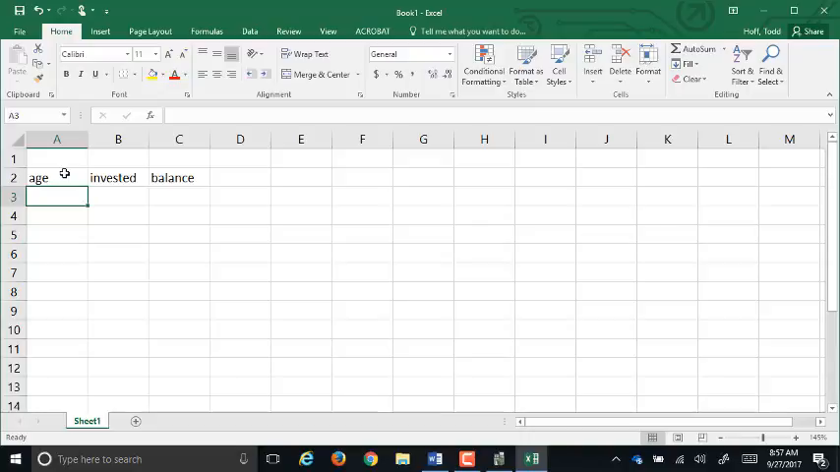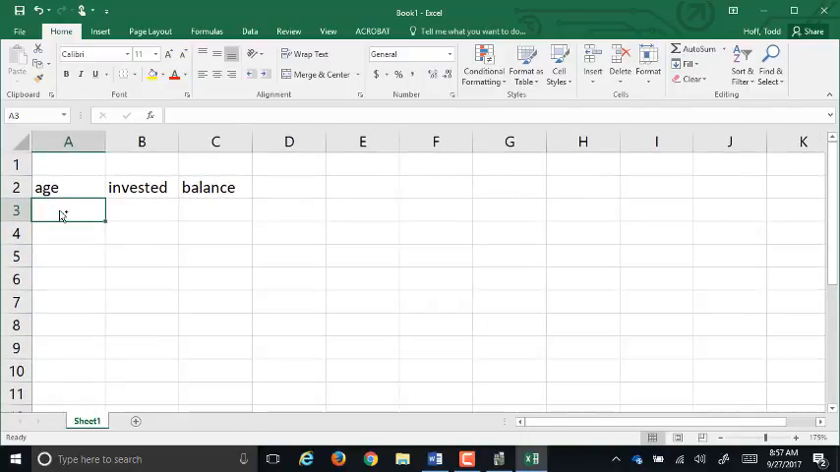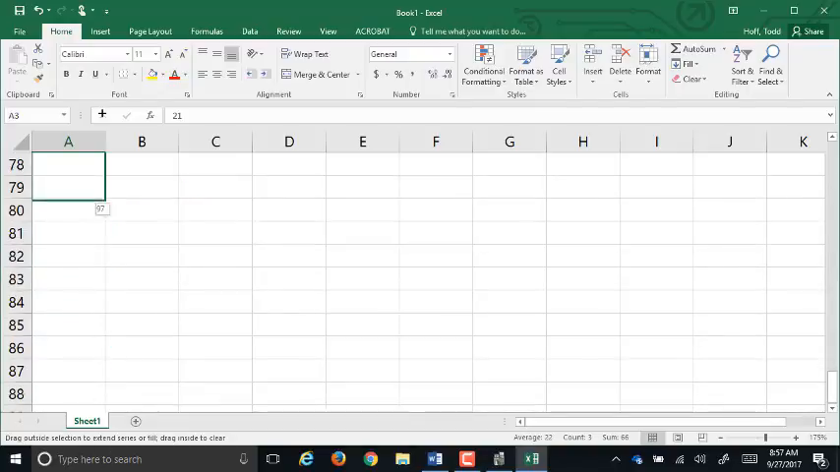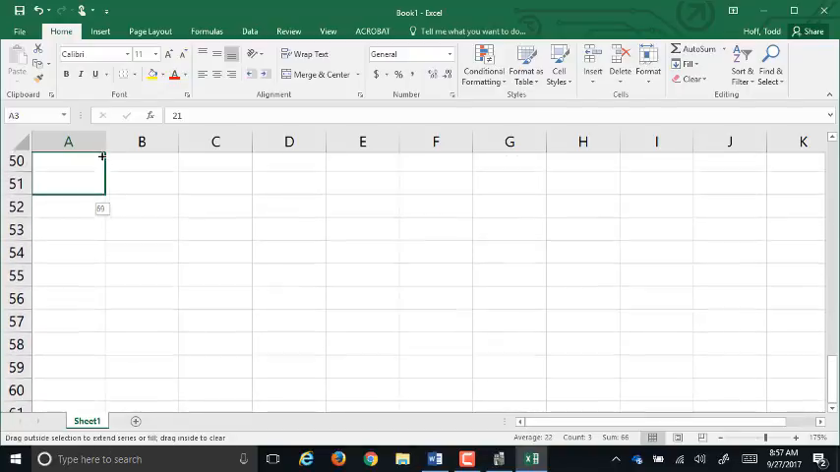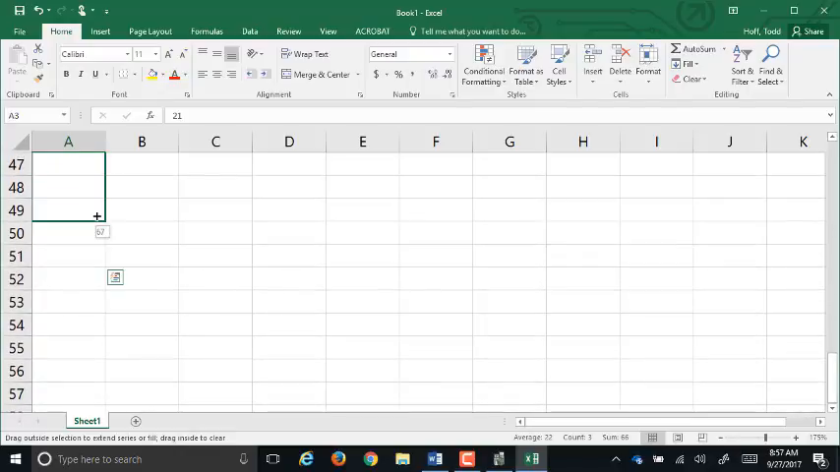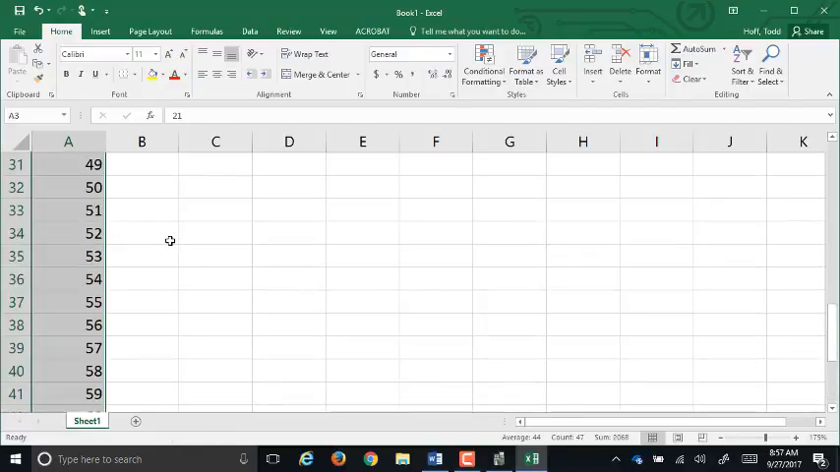I'm just doing this because it's way quicker than me trying to do it out. Let's start at 21. And we're going to take this up to age 67. 102 might be a little old. I don't know about you guys, but I don't plan on making it to 102.